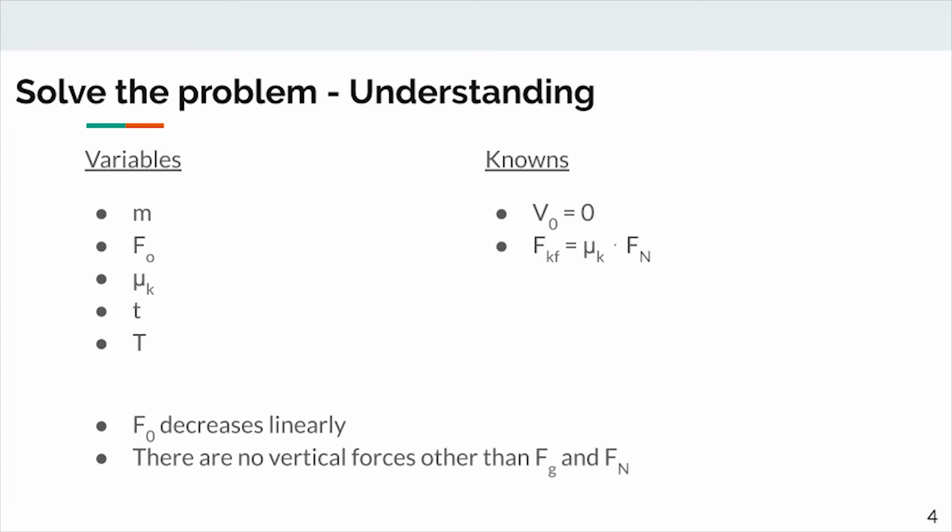So in order to start solving the problem, we have our variables for mass, initial force, the coefficient of kinetic friction, the variable for time as a constant, and then the variable at which the snowblower stops working. We know that the initial velocity is 0, and we have the equation for the force of kinetic friction. Okay, so next slide.